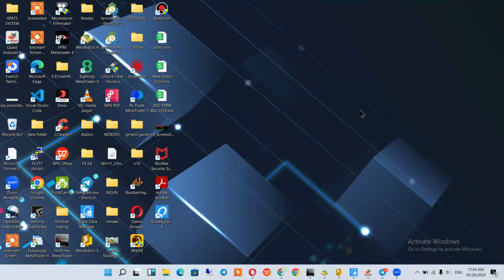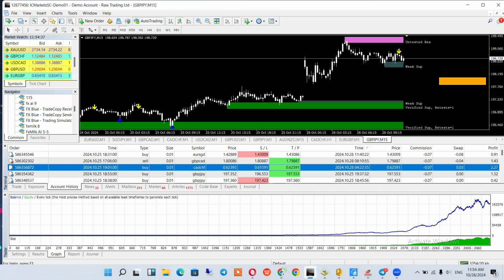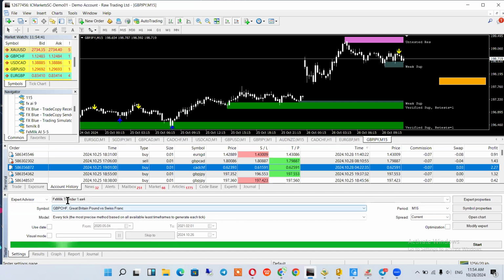Okay, so in this video, I want to show you some key metrics you should look out for when you are trading with any robot. So these are the key metrics you should look out for. I backtested one of my robots here. This is the FxMilk Trender one on the GBPCHF 15 minutes time frame.